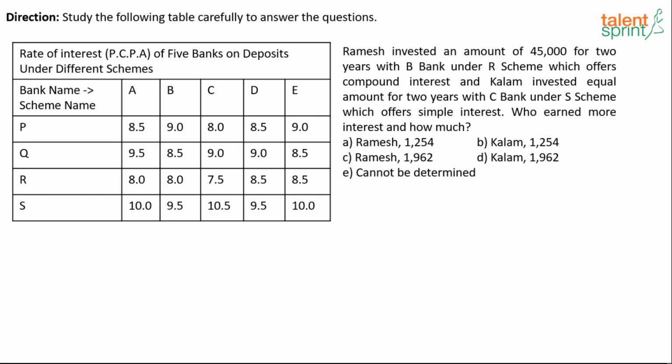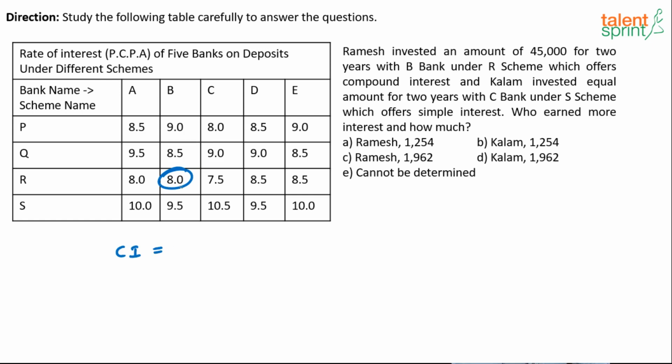Alright guys, the time is up. Let's work on this now. What does it say? Ramesh invested 45,000 for 2 years with B Bank R scheme, 8%, which offers compound interest. Now immediately do the compound interest calculation.